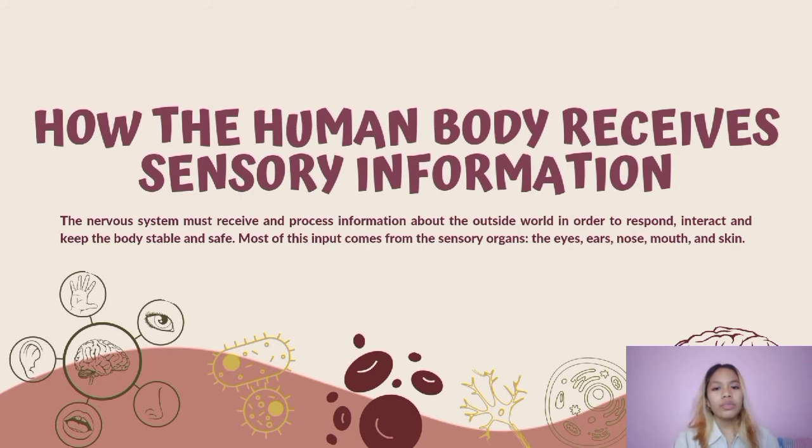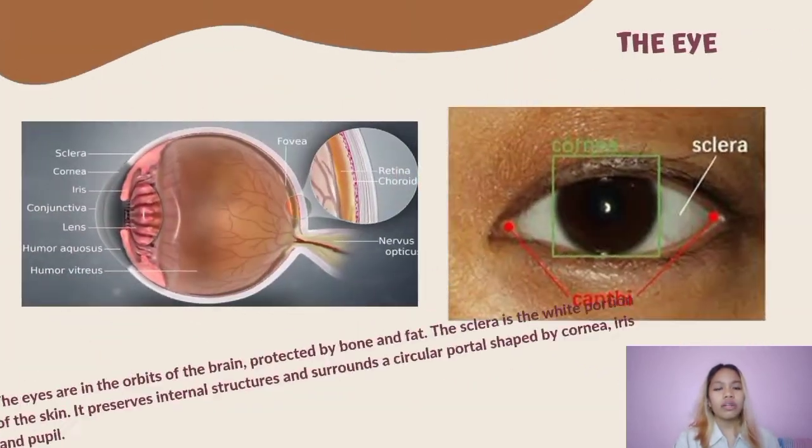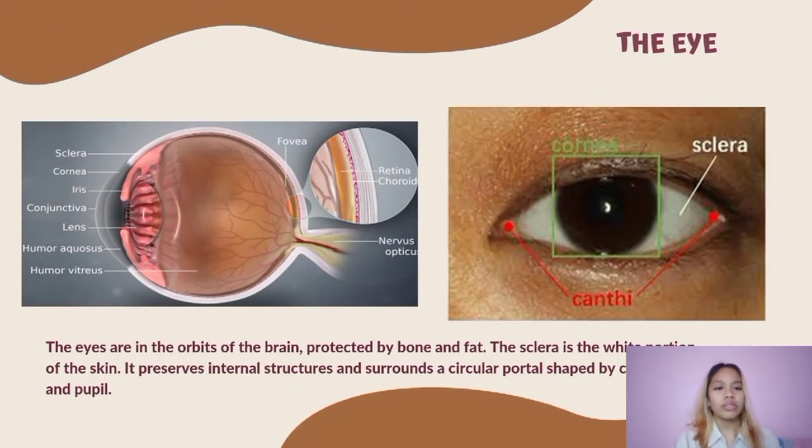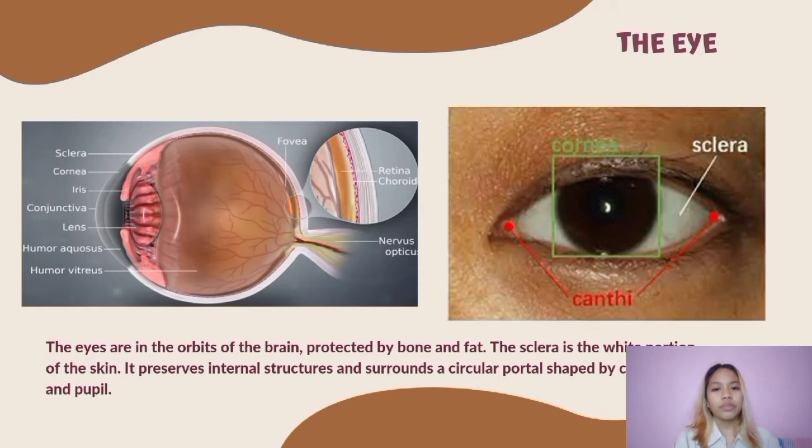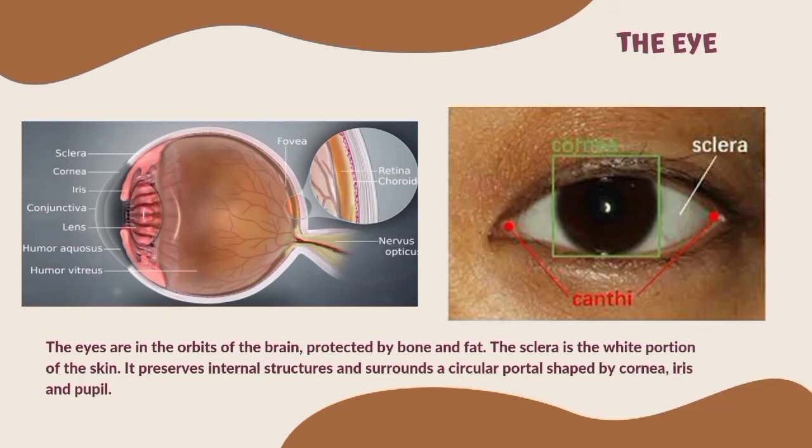Now, let's move on to the first sensory organ that we are going to discuss, which is the eye. The eyes are in the orbits of the skull, protected by bone and fat. The sclera is the white portion of the eye. It preserves internal structures and surrounds a circular portal shaped by the cornea, iris, and pupil.